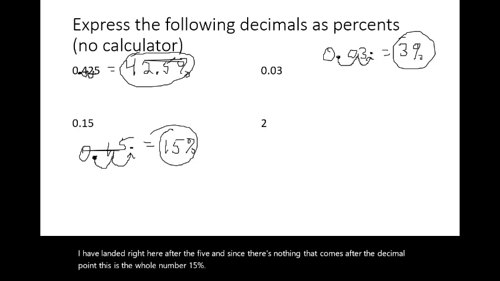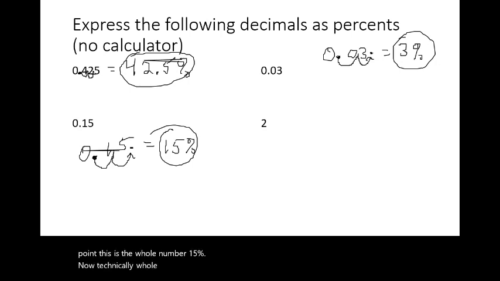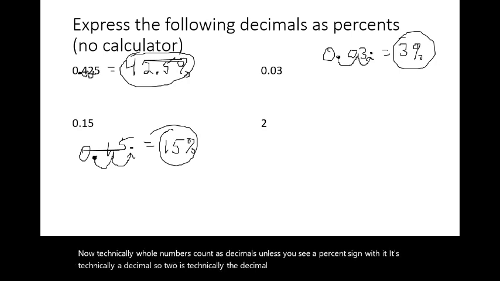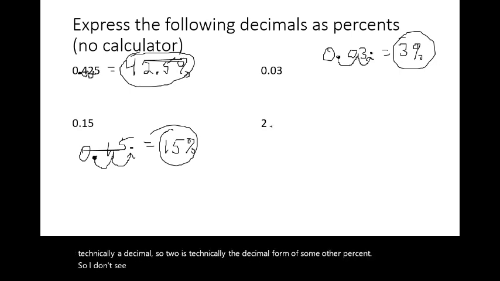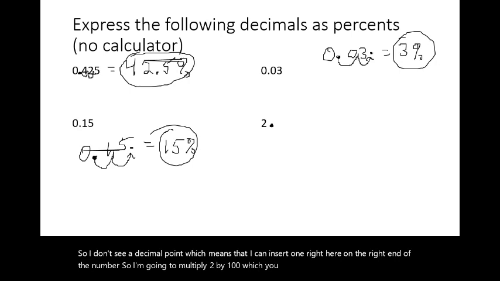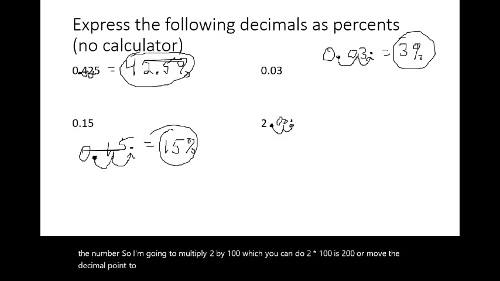Now, technically, whole numbers count as decimals, and unless you see a percent sign with it, it's technically a decimal. So 2 is technically the decimal form of some other percent. I don't see a decimal point, which means that I can insert one right here on the right end of the number. So I'm going to multiply 2 by 100, which you can do. 2 times 100 is 200. Or move the decimal point to the right 2 places. It doesn't matter. 2 times 100 is 200%.